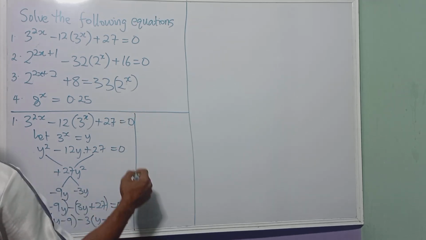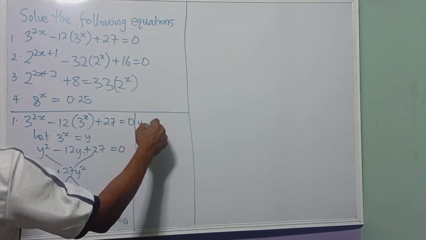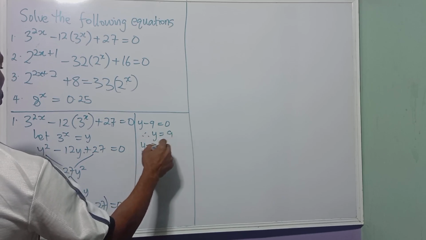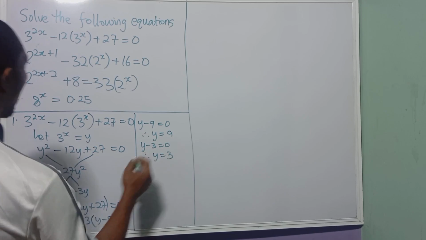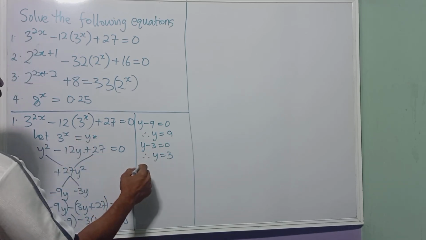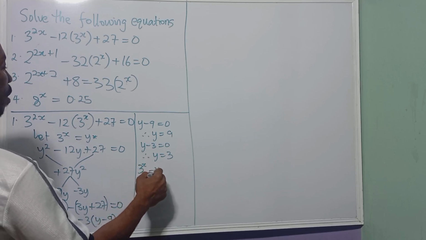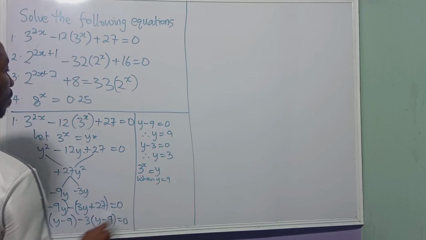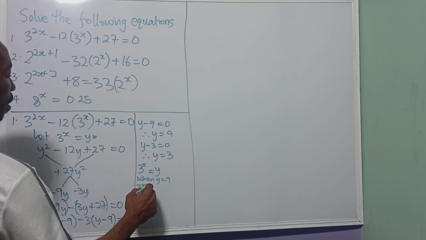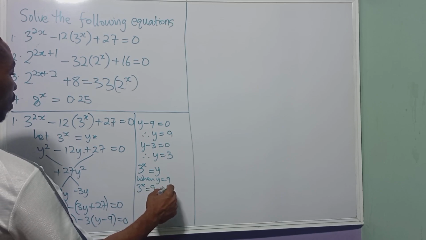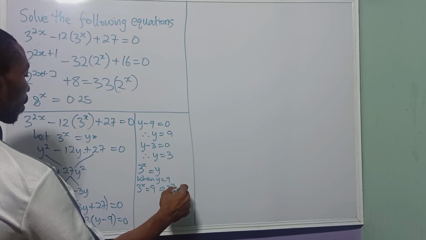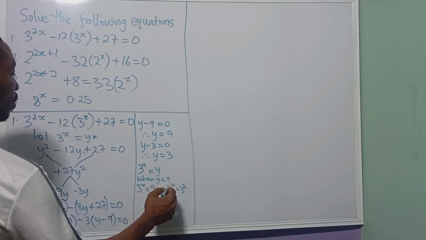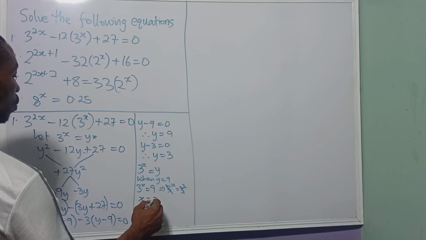So from here, we can say that y minus 9 equals 0, therefore y equals 9. And y minus 3 equals 0, so therefore y equals 3. Now, back to the equation where we have 3 raised by x equals y. When y equals 9, this becomes 3 raised by x equals 9, which gives us 3 raised by x equals 3 raised by 2. Equating bases, x equals 2.